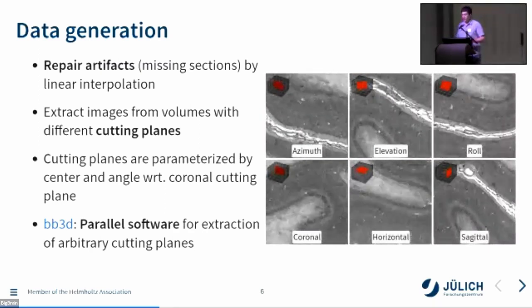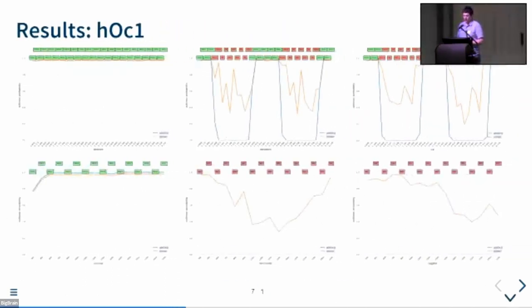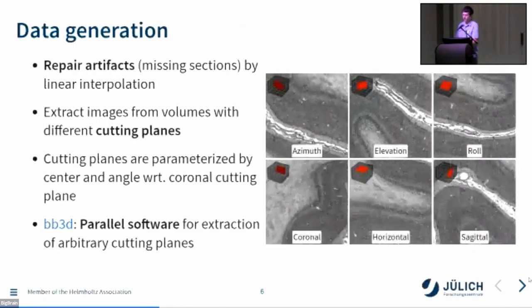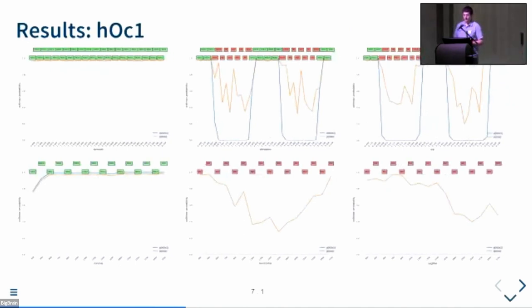Okay, so what do the prediction results look like if we apply the neural network to these cross sections? To explain the plots here, in each of the plots we see a different one of these parameters that we saw before, so a parameterization of these planes. And then we have two lines, a blue one and an orange one. The blue one tells us with which probability the network predicts the correct class, in this case the primary visual cortex. And the orange one is the general maximum probability that the model predicts. In the best case, this is the same, which means that the model is correct.